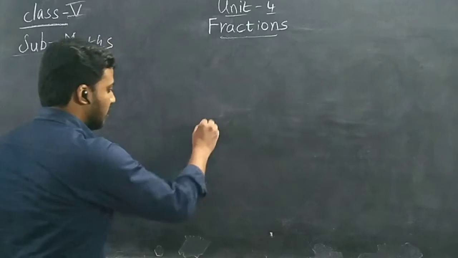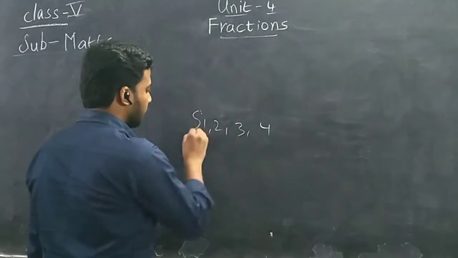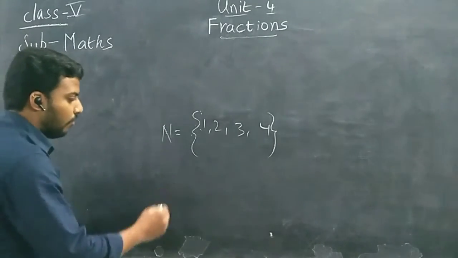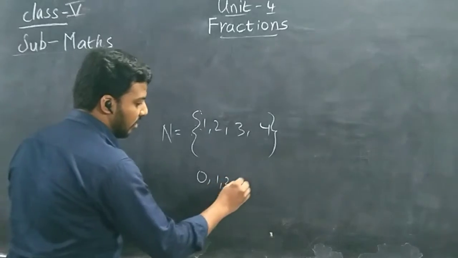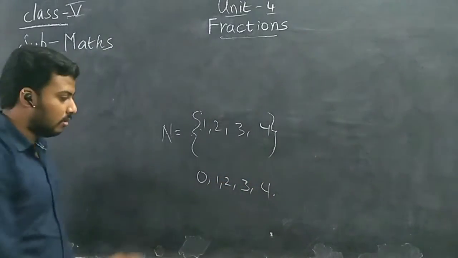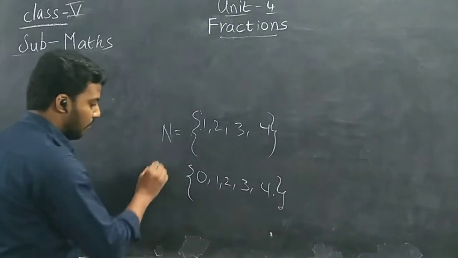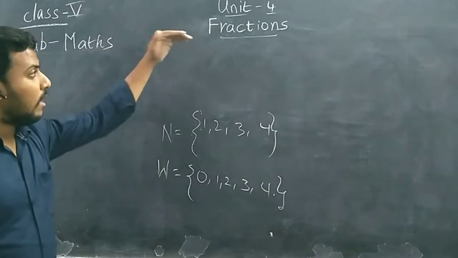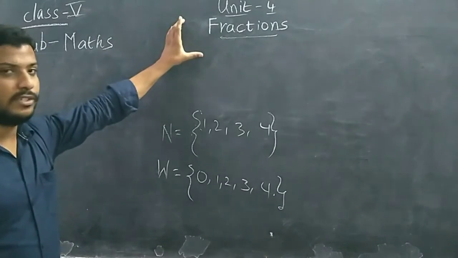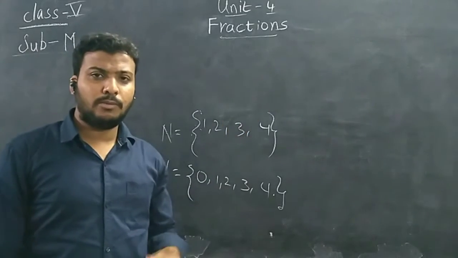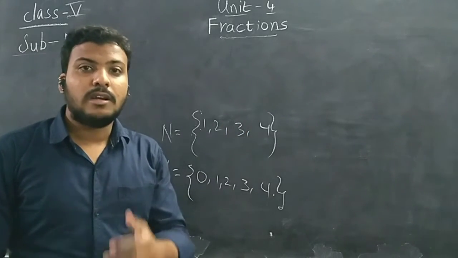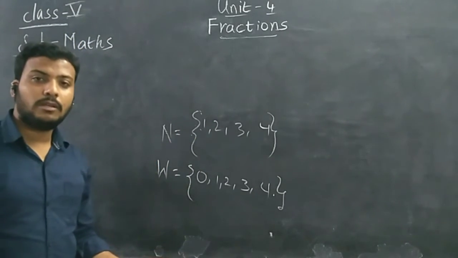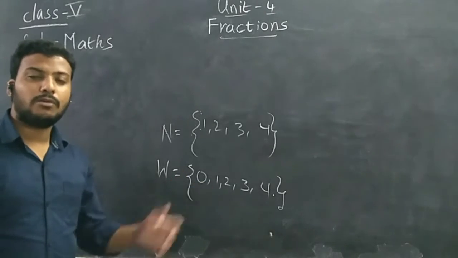You know that this is a set of natural numbers. If you add or include 0 to this natural set, it will be whole numbers, children. We will represent these whole numbers with a capital W. So the definition regarding fraction is, it is a numerical quantity, but it is not a whole number, children.